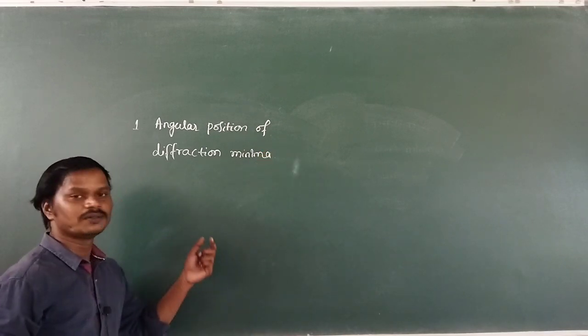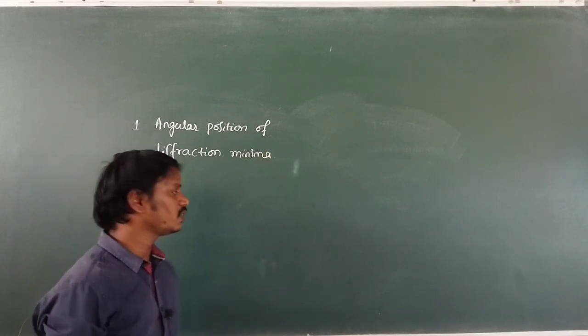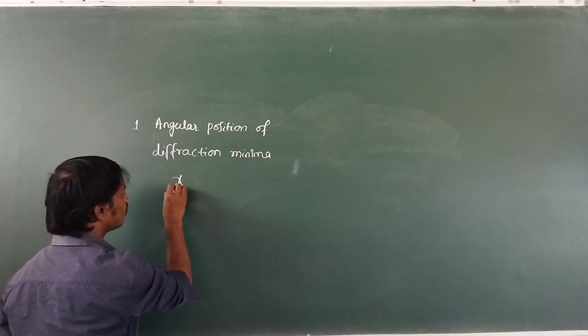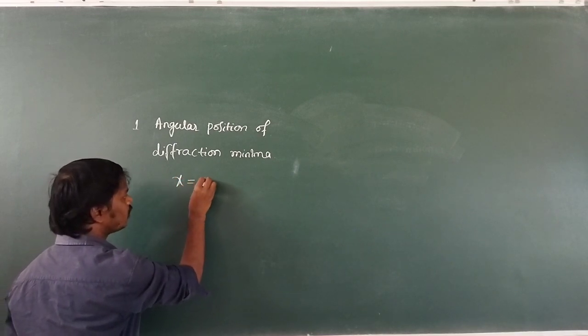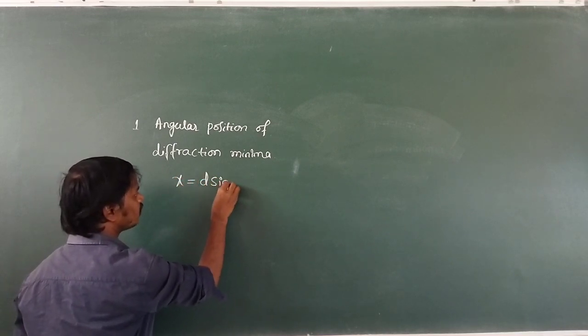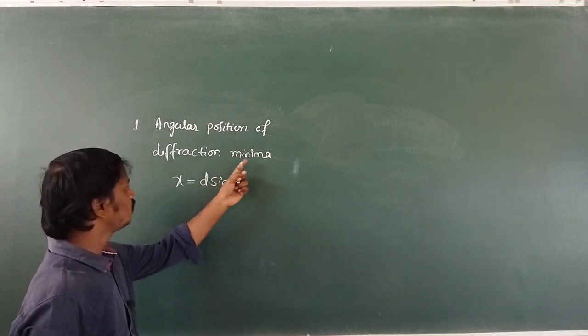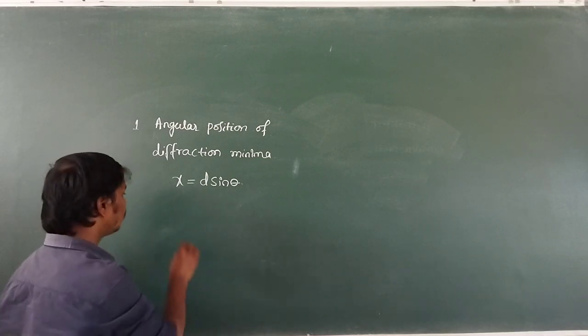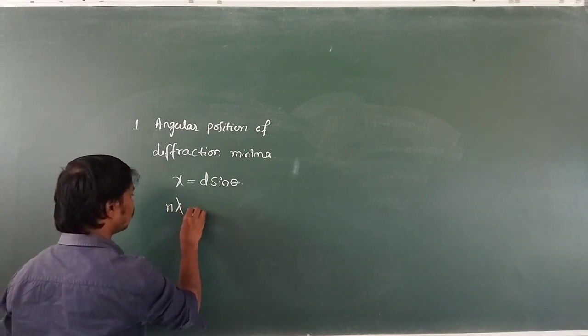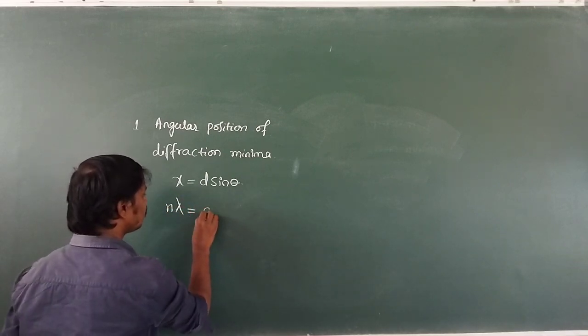So what is the expression for path difference? The path difference can be represented by x, that is equal to d into sin theta. It is the expression for path difference. And in case of diffraction minima, the path difference is n into lambda. Then n lambda is equal to d sin theta.